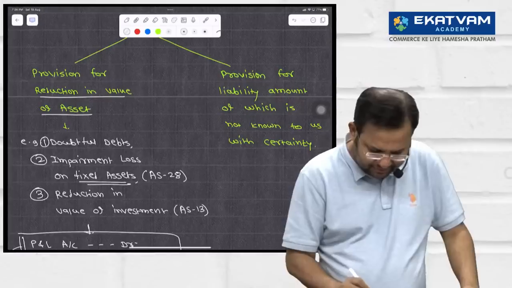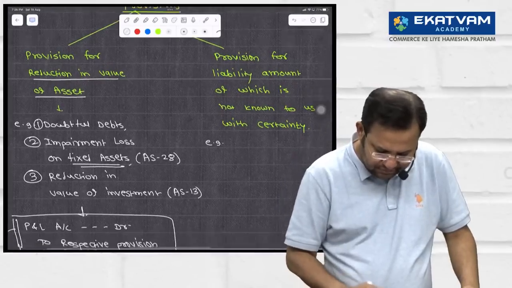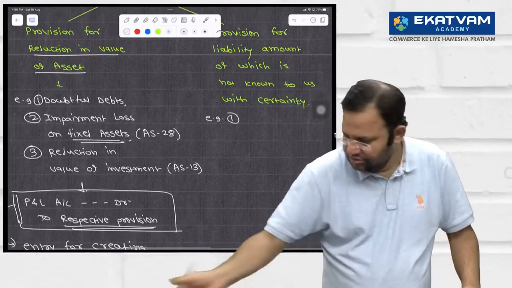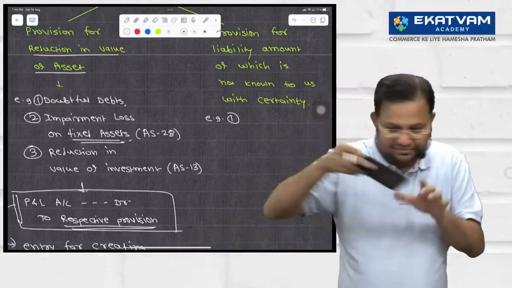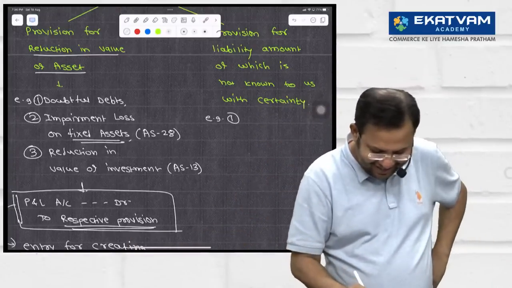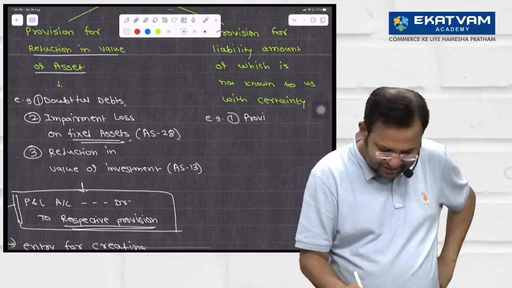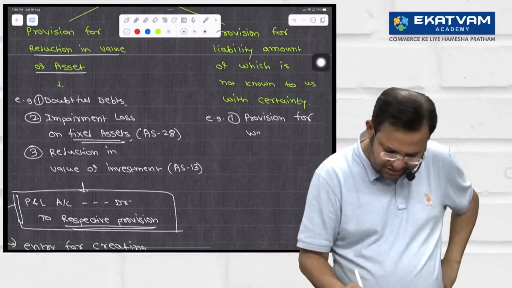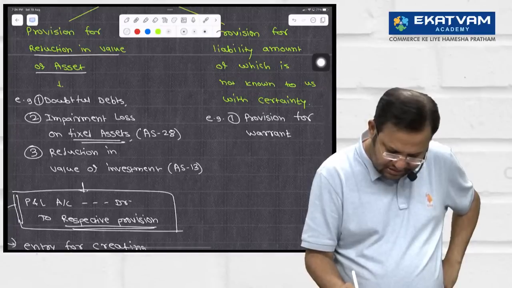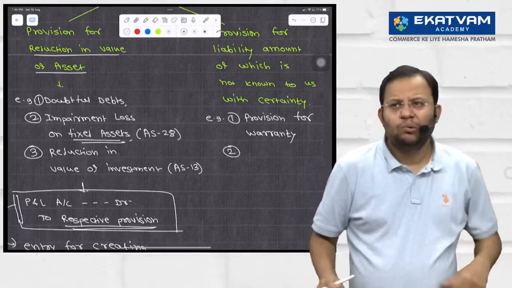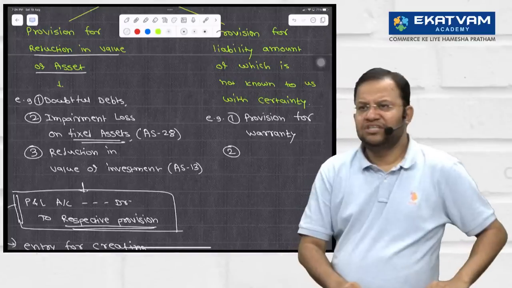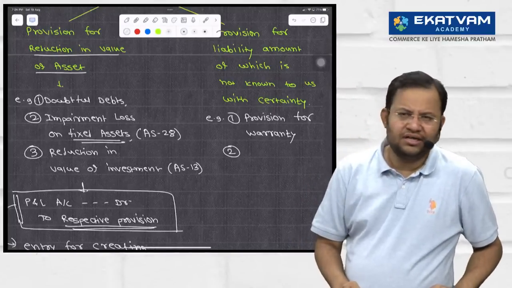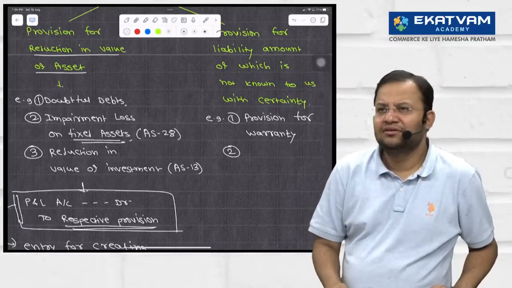So, example. Entry भी सिखाऊंगा. Have patience. फोन वापस आ गया मेरा. क्या लिखोगे? Provision for what? Warranty. Provision for warranty. बहुत सारे examples हैं.